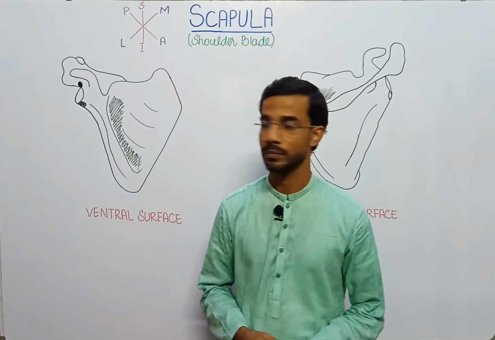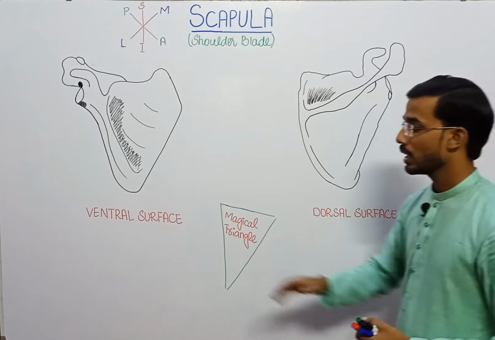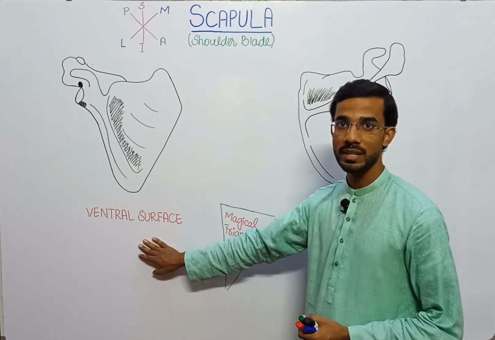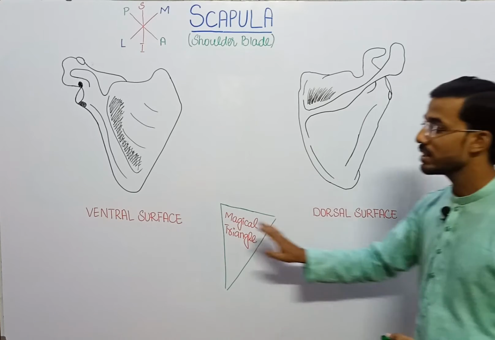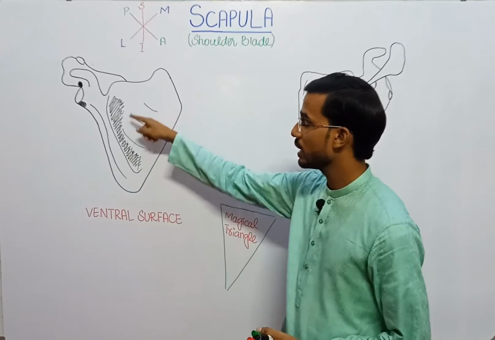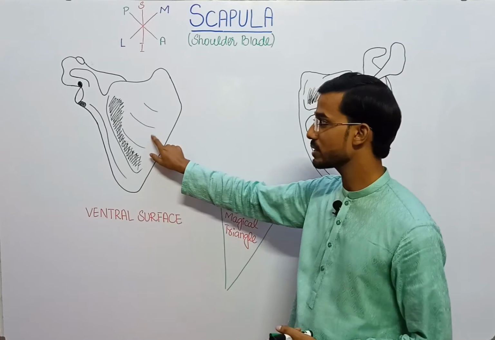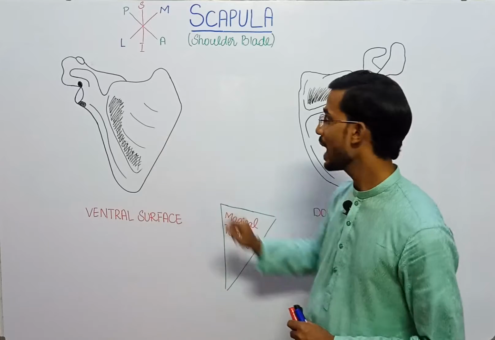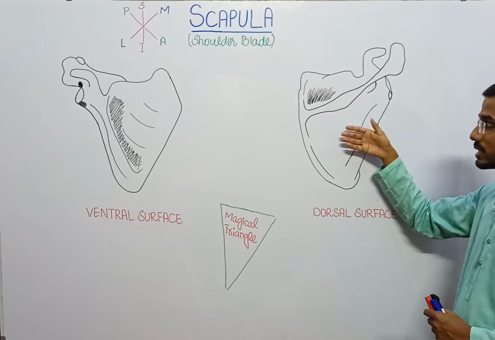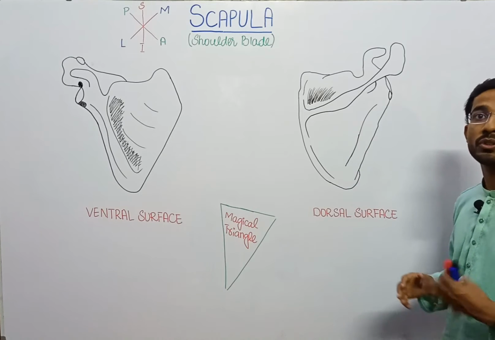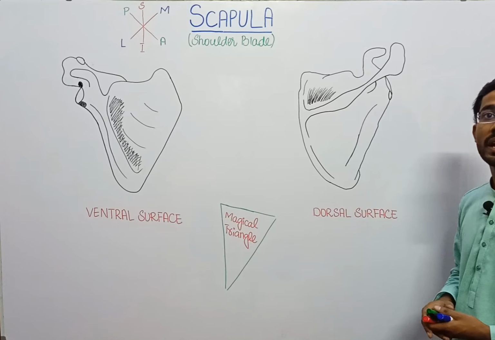Let's start. Here you can see two views of the scapula. This is the ventral surface and this is the dorsal surface. On the ventral surface there is a depression, which is called the concave side. On the dorsal surface, the surface is protruding or projecting outward, and this is the convex surface.